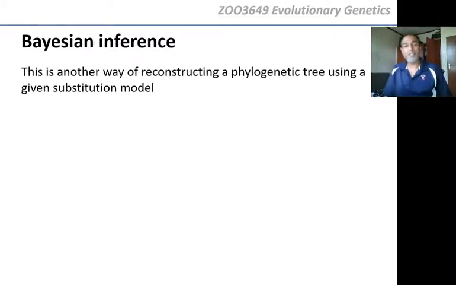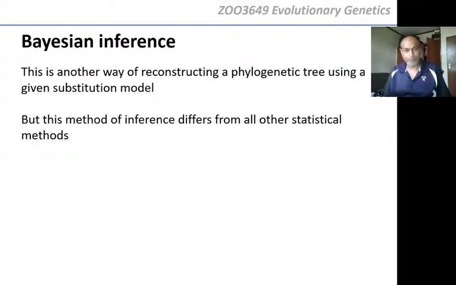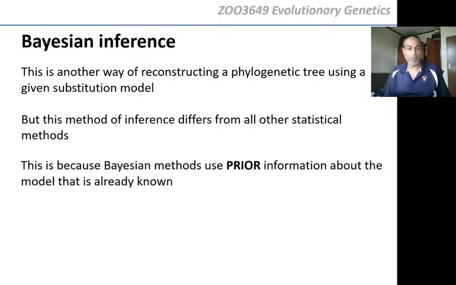So Bayesian is another way of making a phylogenetic tree, okay, using a substitution model. That's why it's still called a model-based method, because it's still using this substitution model, which are basically, like I said, the rules for how bases mutate, how DNA bases mutate. But this method, the Bayesian method, is different from all other statistical methods because Bayesian uses something called prior information. Prior information that is already known.